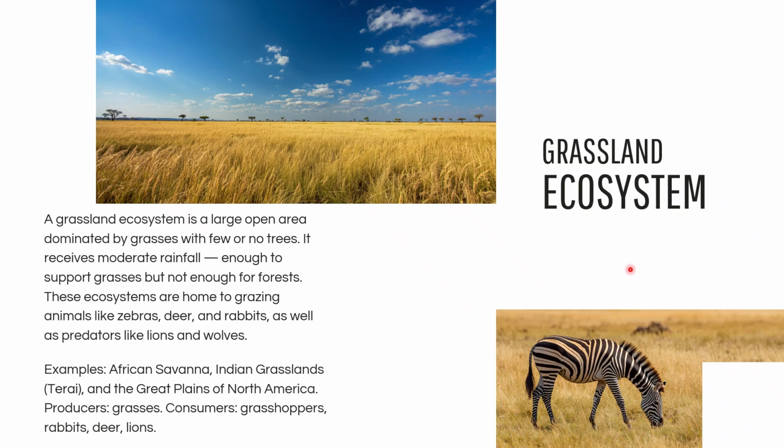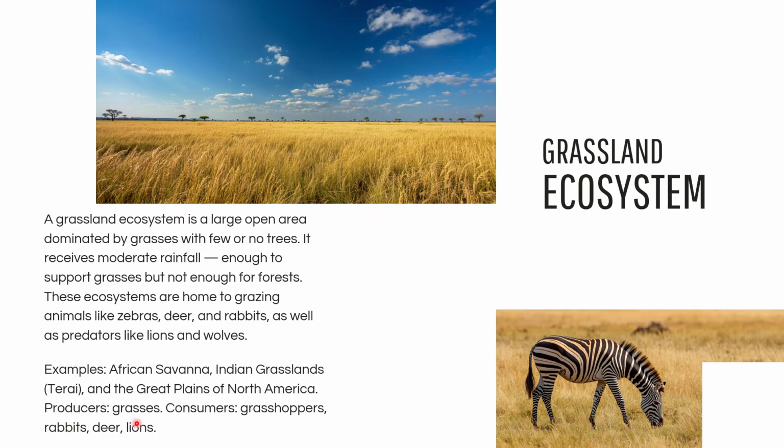Grassland ecosystem. A grassland ecosystem is a large open area dominated by grasses with few or no trees. They don't really have trees but rather long grasses, and receive moderate rainfall, enough to support grasses but not enough for a forest. These ecosystems are home to grazing animals like zebras, deer and rabbits, as well as carnivores or predators like lions, wolves and sometimes leopards. Examples are the African savanna, Indian grasslands that is terai, and the Great Plains of North America.